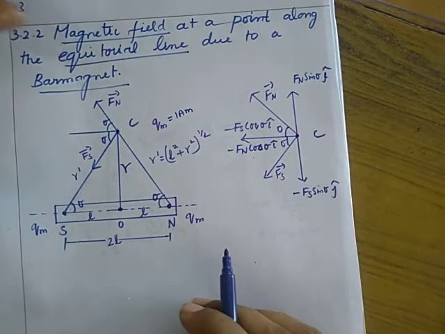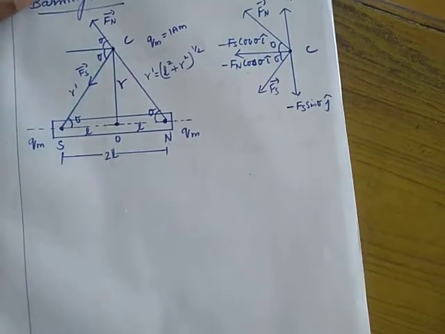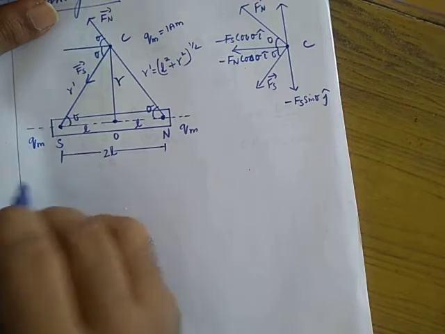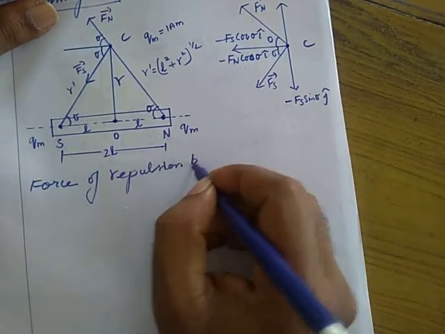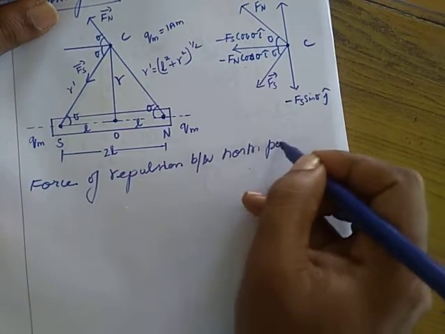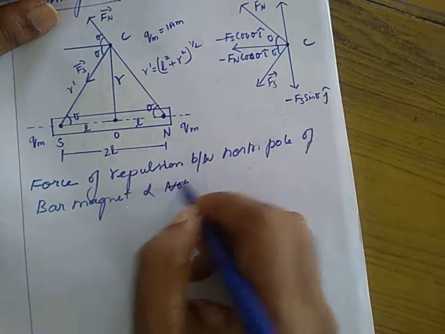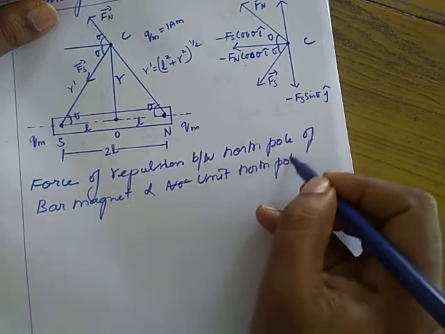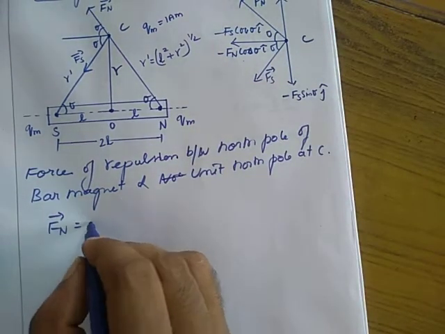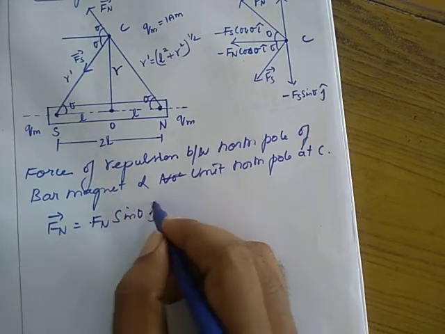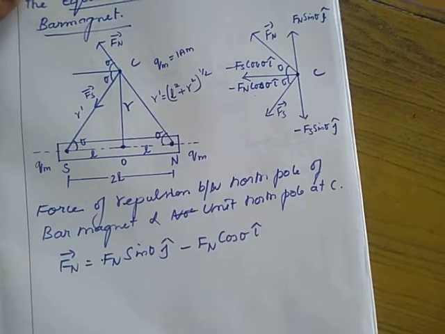Now we will write the force of repulsion between the north pole of the bar magnet and the north pole at the point C. By using Coulomb's inverse square law, we can write the force of repulsion between the north pole of the bar magnet and the unit north pole at C as Fn vector equal to, first of all, Fn sin theta j cap, then minus Fn cos theta i cap.